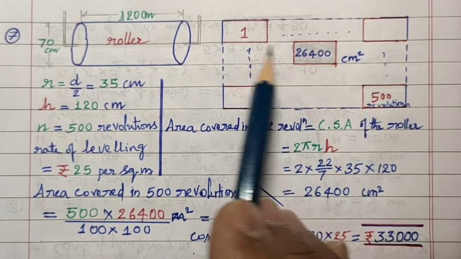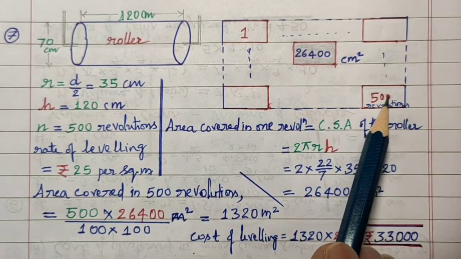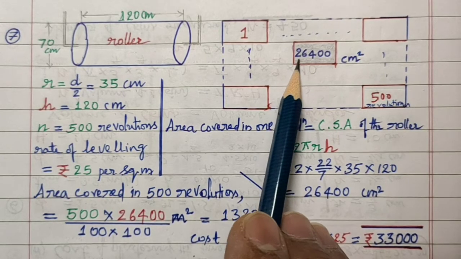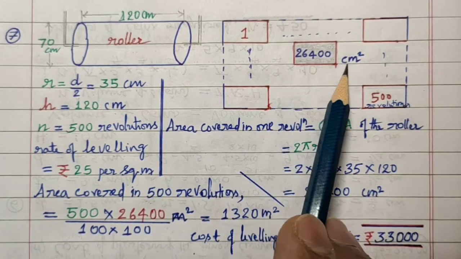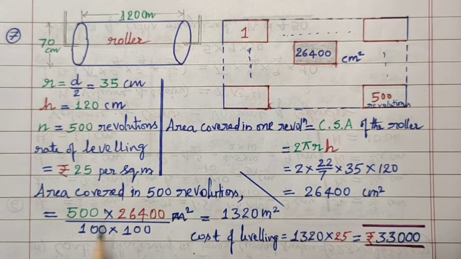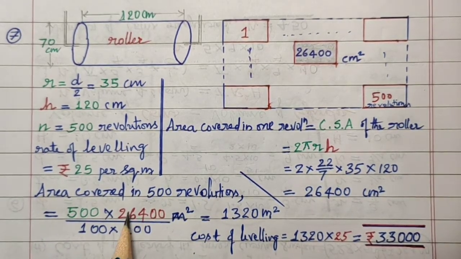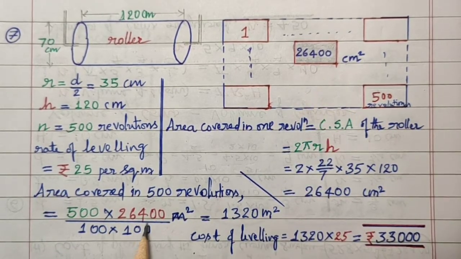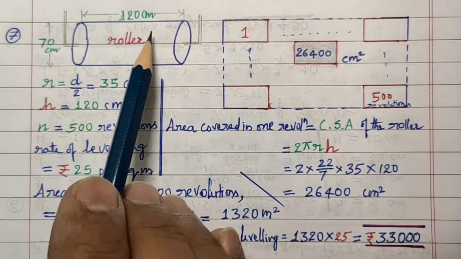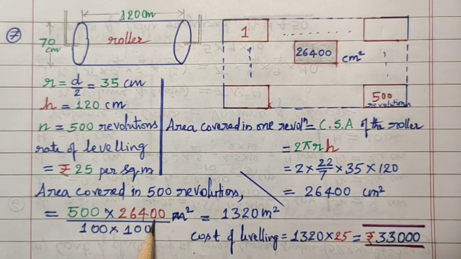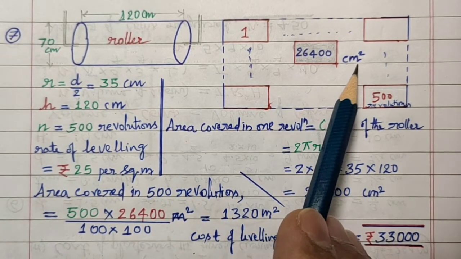This roller has made 500 revolutions. That means we need to multiply 26,400 centimeter square with this. The area covered in 500 revolutions is equal to 500 into 26,400 centimeter square. This is the area covered in one revolution, and the roller has made 500 revolutions. So 500 into 26,400 will give the total area in centimeter square.